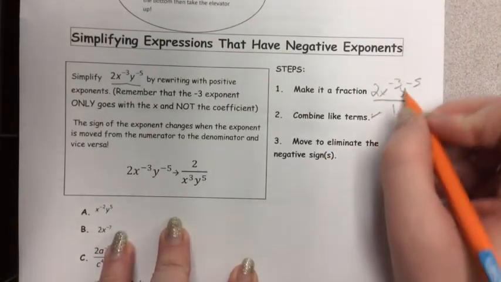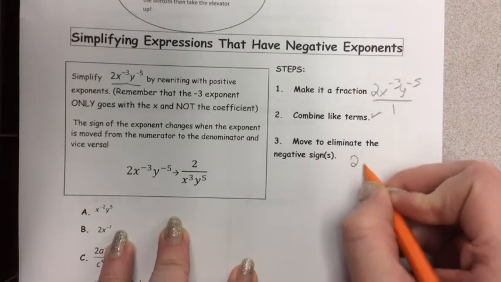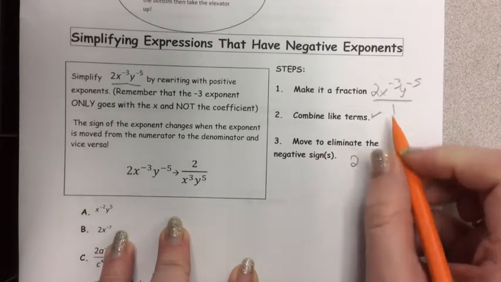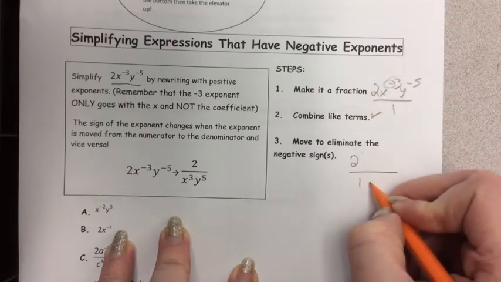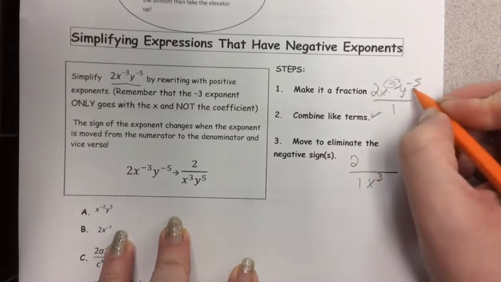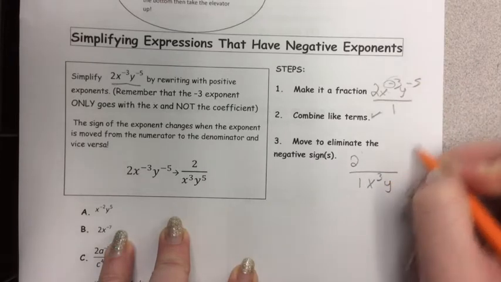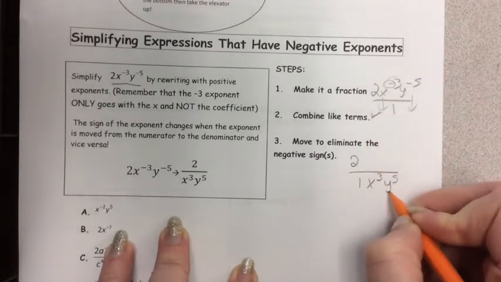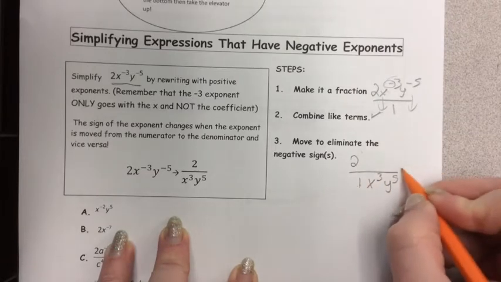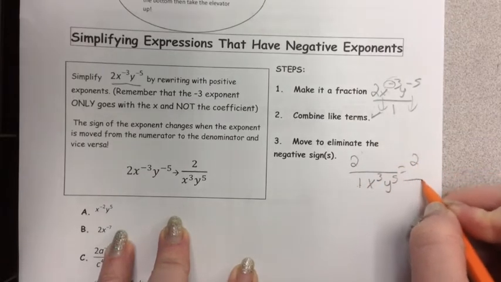So we're going to move, let's see, 2 does not have an exponent, that's not a negative exponent, that's fine. X to the negative 3, that's a negative, so that's going to go to the bottom. That's a negative 5, so that also is going to go to the bottom. Alright, so I'm done with negatives. I don't need this 1 in front, so then my final answer is this.